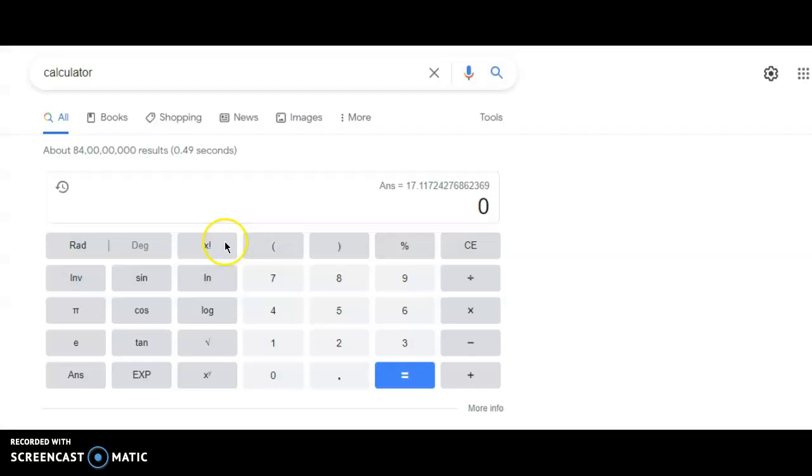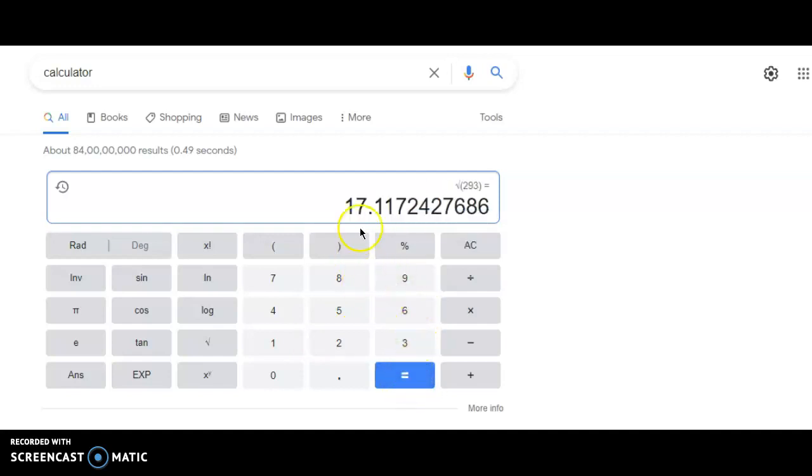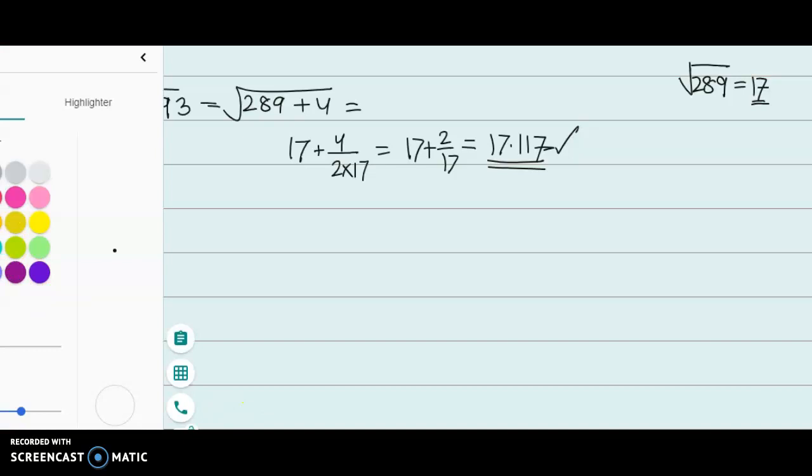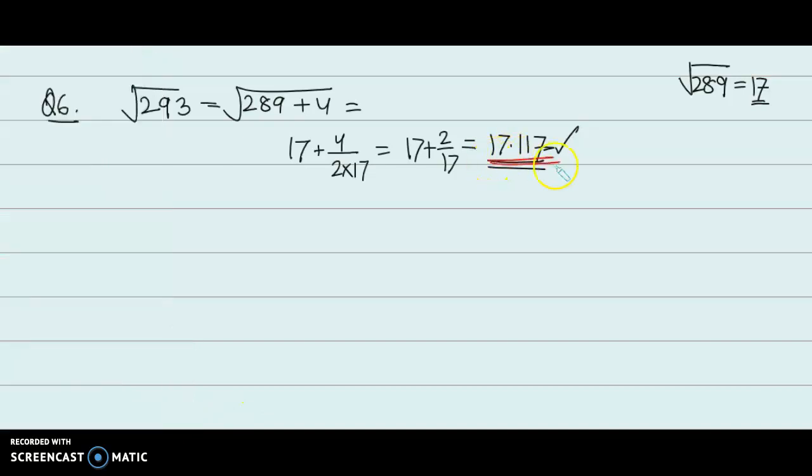Now in this calculator I am going to find the square root of 293. So square root of 293 is equal to 17.117. So now check the answer that we have got, and as you can see we have got the same answer, 17.117. So this is a very dependable shortcut, and you can use it in your exam to calculate these types of questions quickly and in very short time.